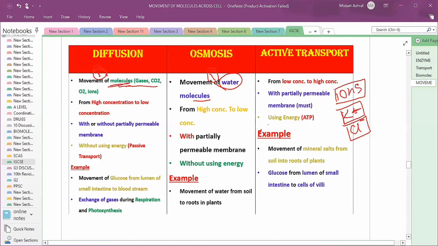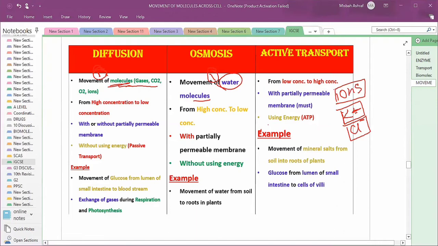Write diffusion as movement of molecules, and in brackets it's better to mention which molecules are moving by the process of diffusion. So you will get 1 mark in Cambridge if you write this line. For this one statement sentence, there is 1 mark. Osmosis is the movement of water molecules. So water is a must here. For this point, you will be given 1 mark.